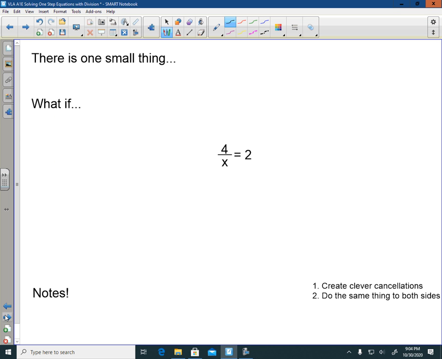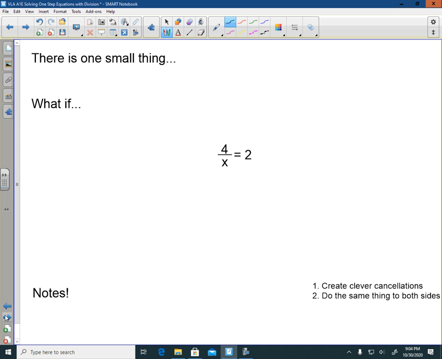One small thing. Sometimes your letter is in the bottom of the problem. You have 4 divided by x this time equals 2. And don't lose your mind. You're still just going to create a clever cancellation and do the same thing to both sides, but there's going to be one more step.